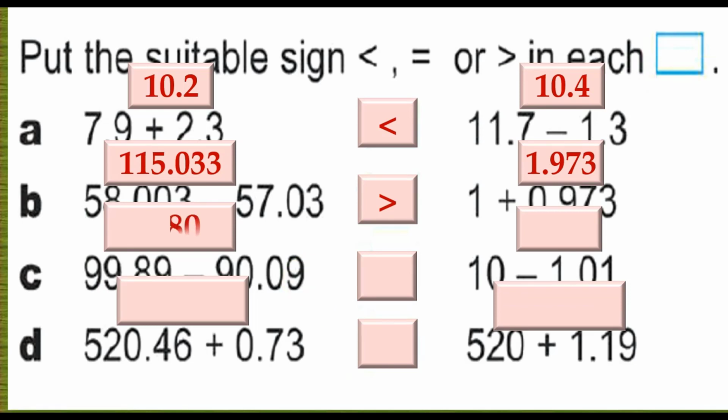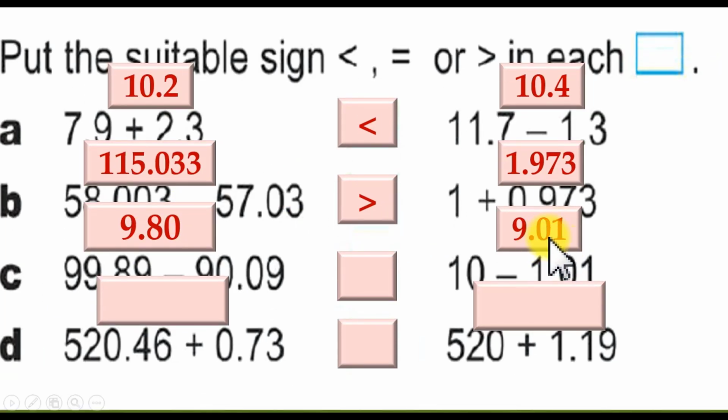99 and 89 hundredths minus 90 and 9 hundredths equals 9 and 80 hundredths. What about 10 minus 1 and 1 hundredths? Equals 9 and 1 hundredths. Okay, which one's greater? We have equal whole numbers. The first one 9, the second one 9. But here we have 8 in tenths place, and here we have 0 in tenths place. So 8 is greater than 0.